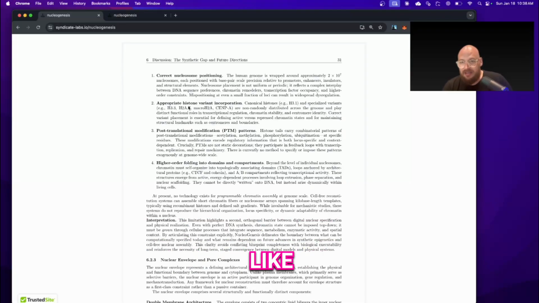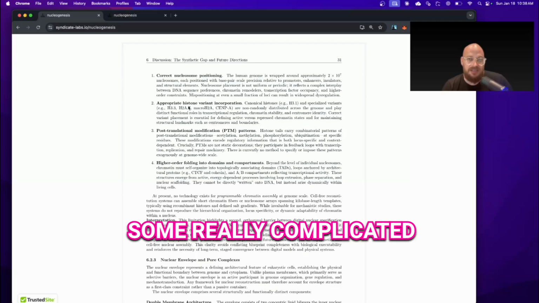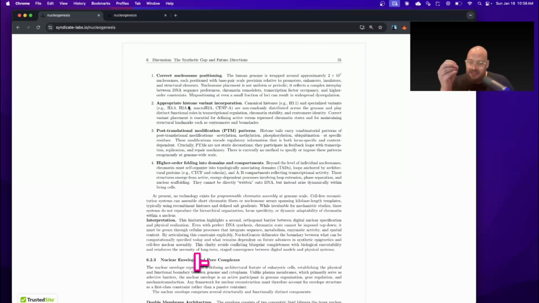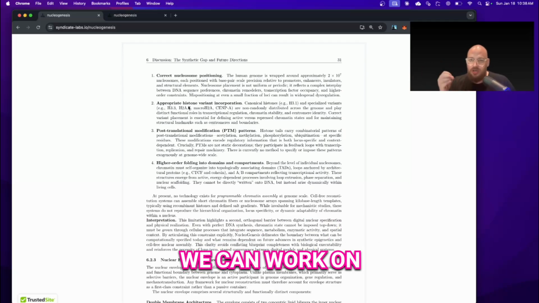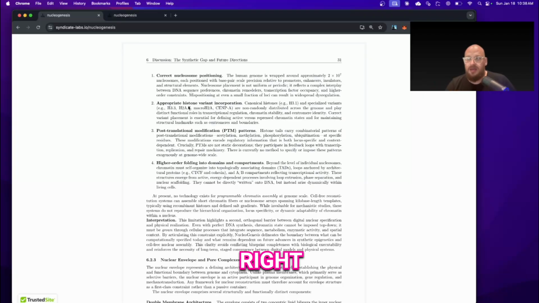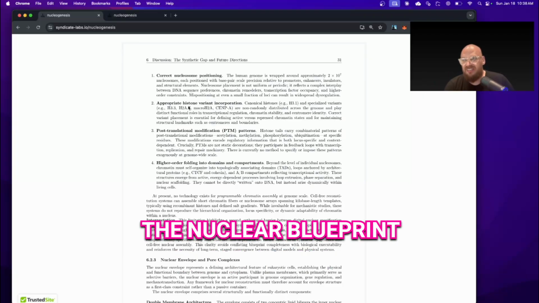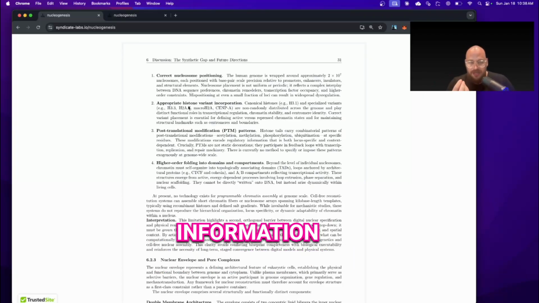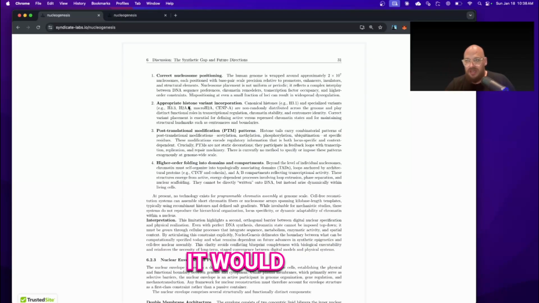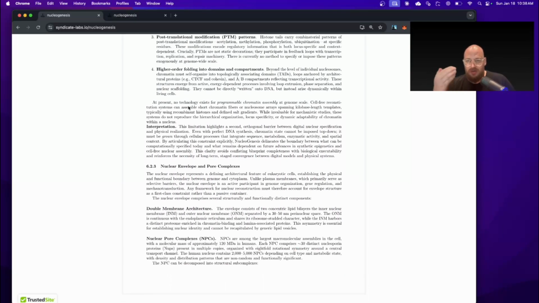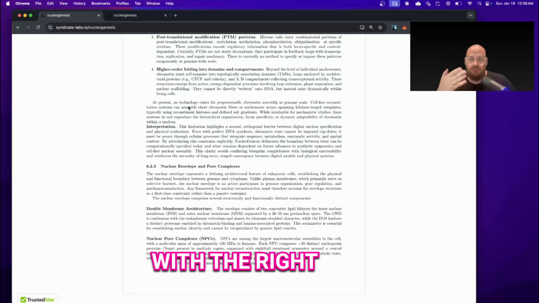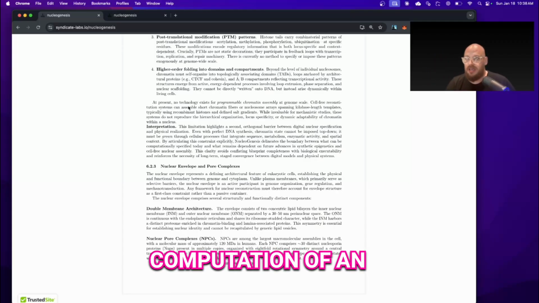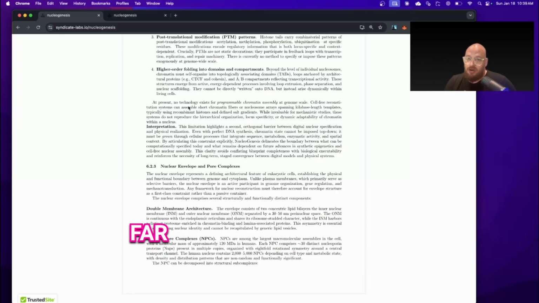You see how that's some really complicated stuff, and in isolation we can work on all of these individual things, right? But the point of the nuclear blueprint manifest is to provide enough information in a version-controlled way that one day it would be able to answer all these questions, with the right computation by AI models that are far more advanced than humans.